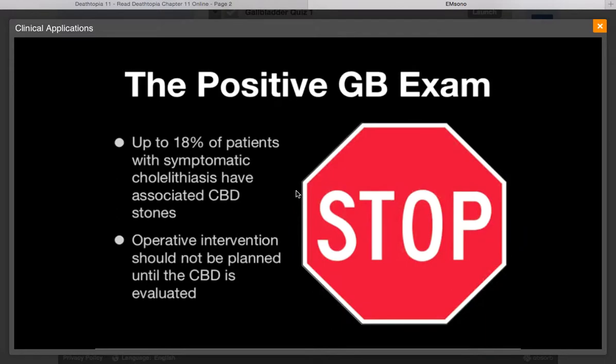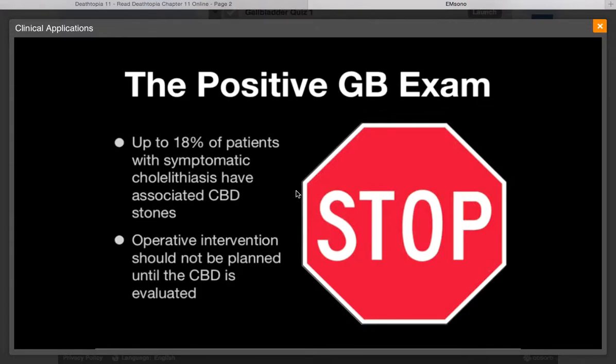Up to 18% of patients with symptomatic cholelithiasis will also have associated common bile duct stones. So remember, if all you're looking at is the gallbladder, you have not addressed in any way the presence or absence of choledocholithiasis. Therefore, operative intervention should not be planned until the CBD is evaluated.